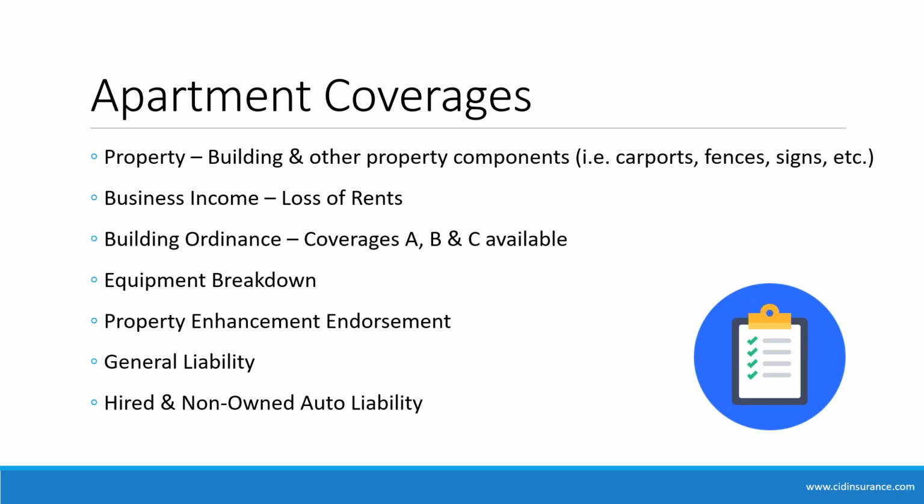So that's a question I ask all the time: what are their annual rents? Because we want to make sure we're offering that business income coverage. And then we also have the building ordinance coverage available. We can offer coverages A, B, and C depending on the carrier. There may be restrictions, but those are available. We can also offer equipment breakdown.